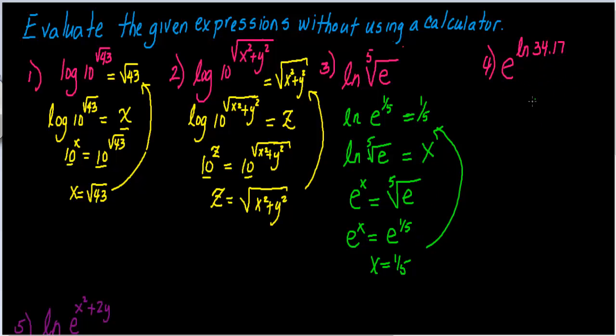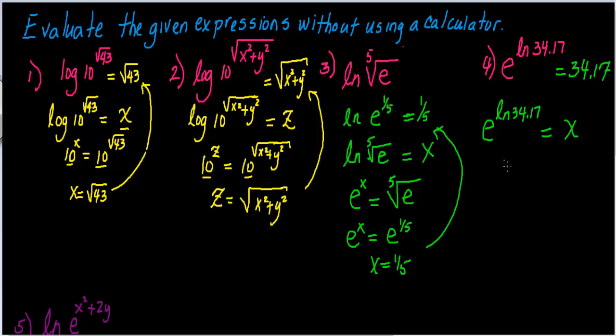Now for this one, we also saw this in the last video. Whenever I have a base equal to the base of this log, this is going to equal the argument. We saw this in our last video, but if you don't remember this, always go back to basics, which is, well, if this is written in exponential form, let's write it in logarithmic form. So let's write e to the natural log of 34.17 is equal to what? I don't know, x.